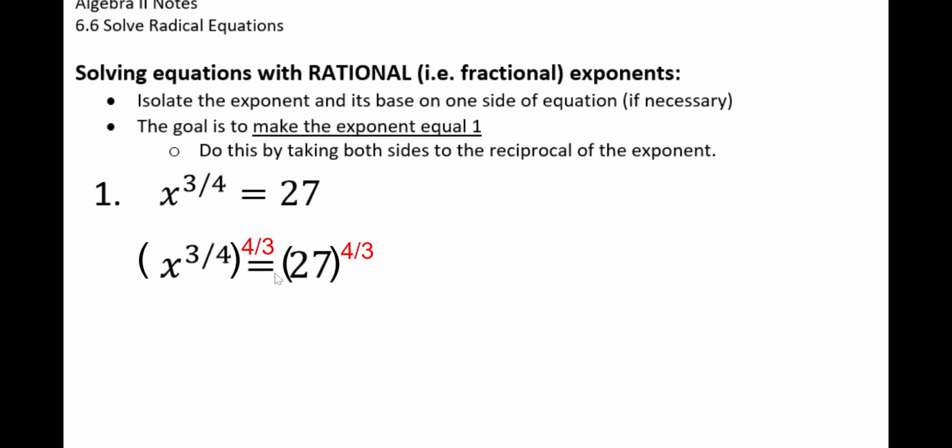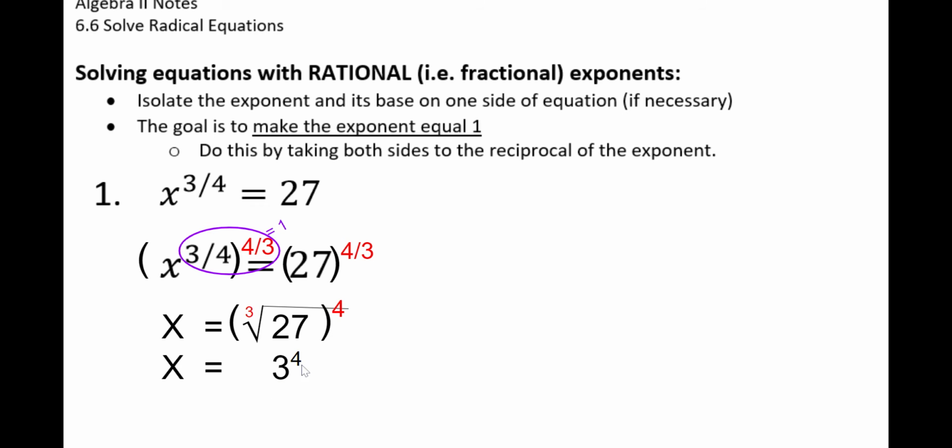So that means 4/3. If I apply the right exponent rule, these two exponents get multiplied together, and 3/4 times its reciprocal just equals 1. So the exponent on the left-hand side just becomes a 1, which is always our goal when we're solving for x. The right-hand side can now be simplified using skills we've already learned. This turns into the cube root of 27 to the 4th power. The cube root of 27 is 3. 3 to the 4th power is 81. And that is the final answer.